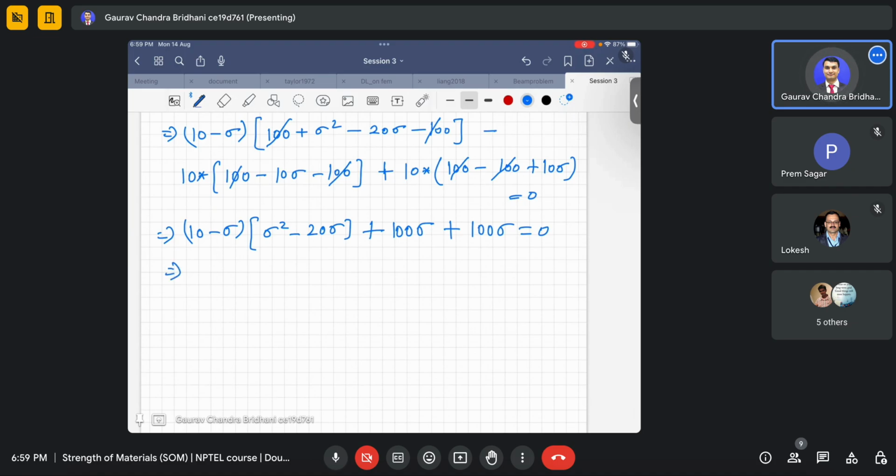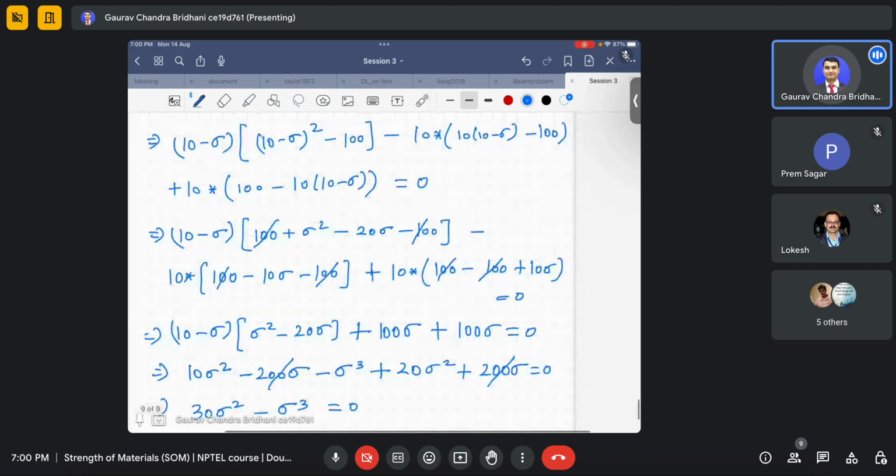Now you open this, so it will be 10 sigma square minus 200 sigma, then minus sigma cube, plus 20 sigma square, plus 200 sigma equals 0. The 200 sigma cancels out, and we are left with 30 sigma square minus sigma cube equals 0.